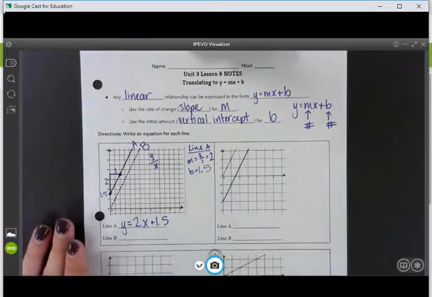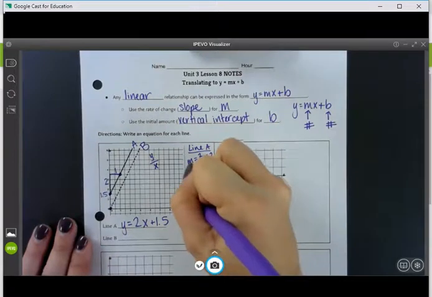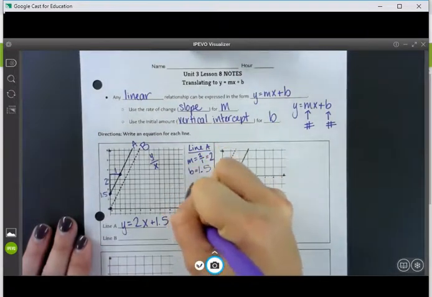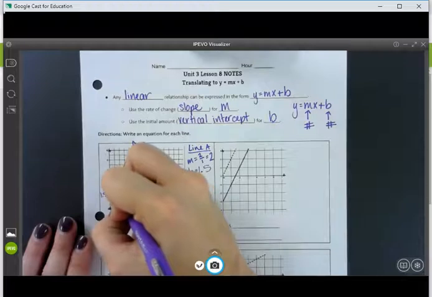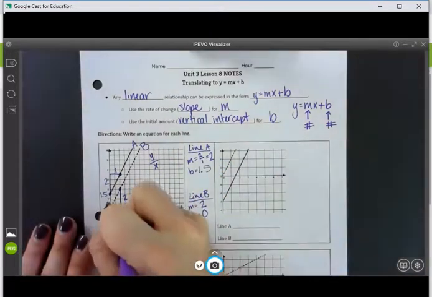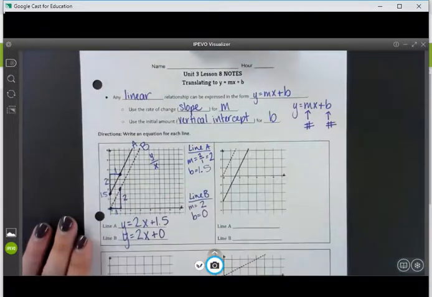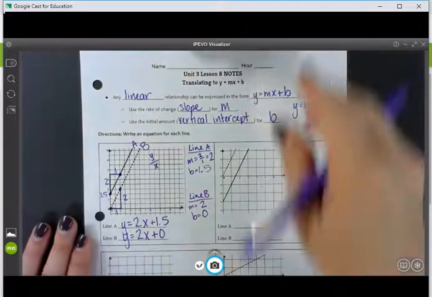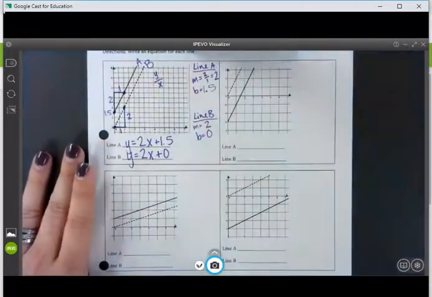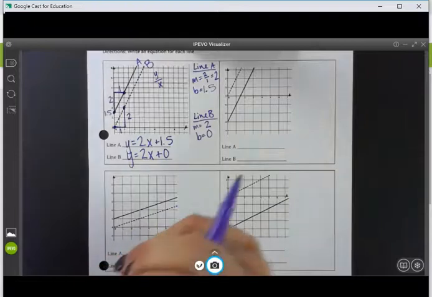All right, our vertical intercept for line B is at 0. Our slope is 2 over 1, or 2. So our equation is y equals the slope, which is 2, times x plus 0. Now we don't have to put the 0 there, since adding 0 to anything doesn't change it, but a lot of people like to put it there so that they actually see a b value there.